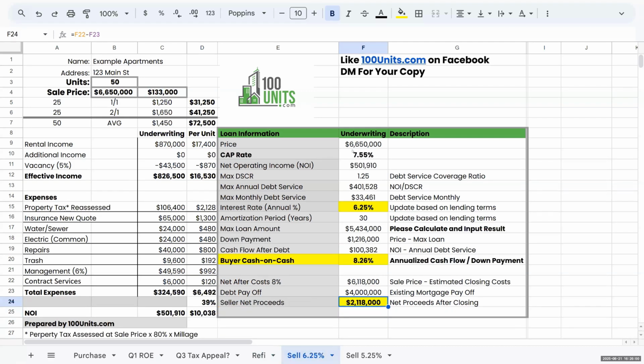So this is the exact same asset, but at an interest rate of 6.25%. So when they go to sell the asset, this is reassessed taxes, new quote on insurance, buyer expectation, 8.25% return. The seller, after closing costs and debt payoff, walks out with, and this is a fictitious $2 million purchase, so they could sell the building for 6.6 and walk out of closing with 2.1.